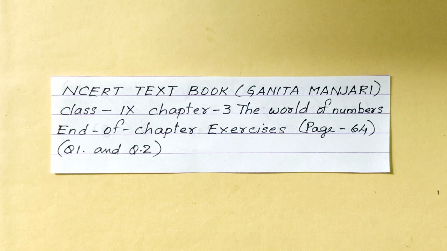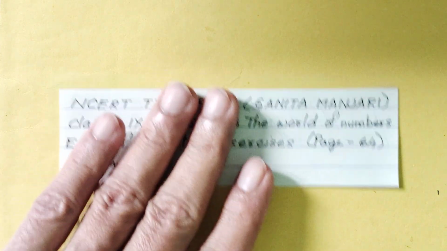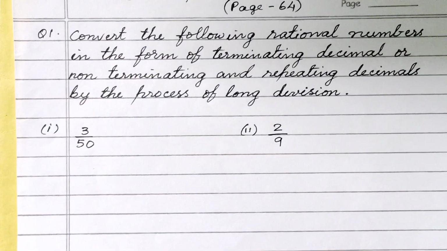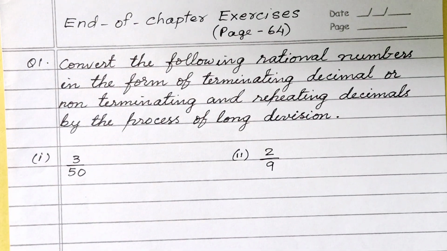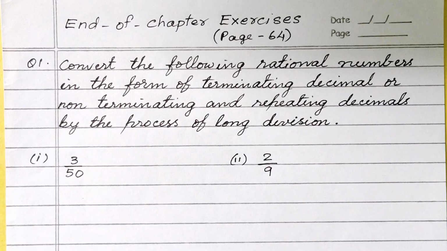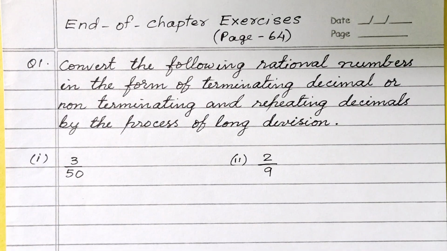In this class, we'll solve sums from NCERT textbook, class 9, chapter 3, the world of numbers, end of chapter exercises. It's on page number 64. We will solve question number 1 and 2. Question 1 says, convert the following rational numbers in the form of terminating decimal or non-terminating and repeating decimals by the process of long division.